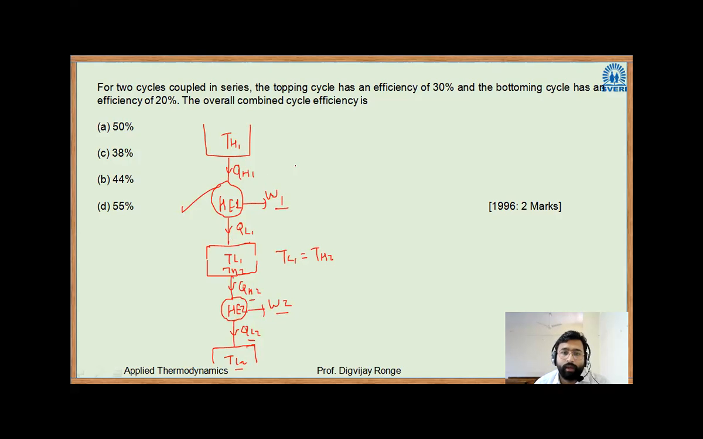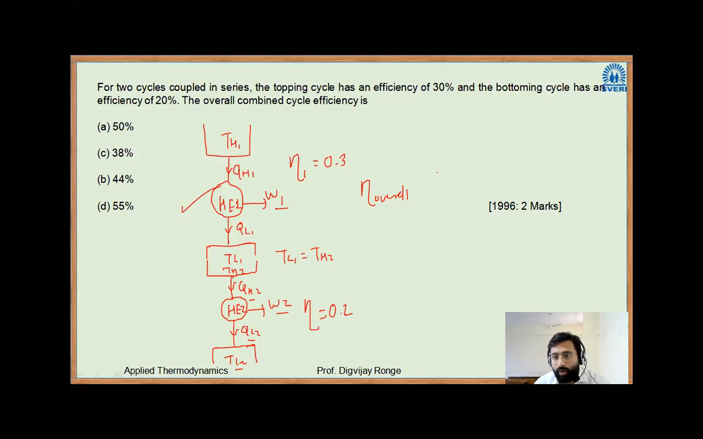Okay. Now here the first thermal efficiency is given. First efficiency is given, that is 30% or 0.3. Here its efficiency is given 0.2. They are asking what is the total or the overall efficiency. What is the overall efficiency?